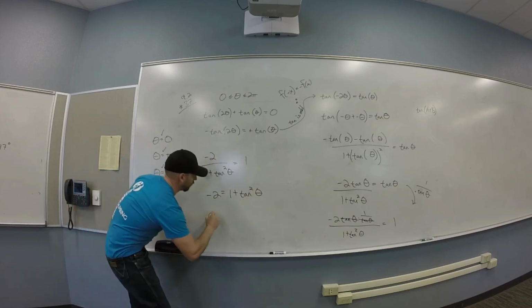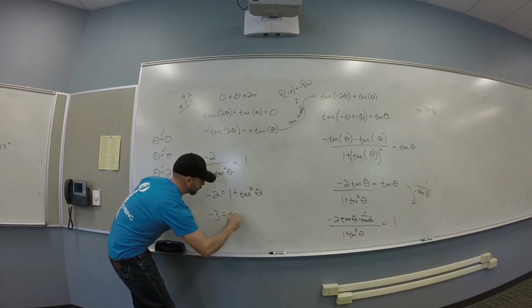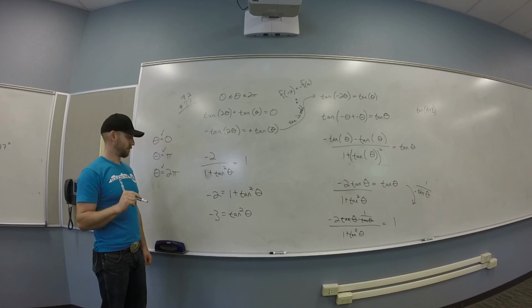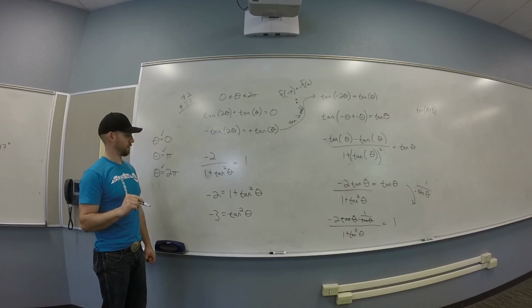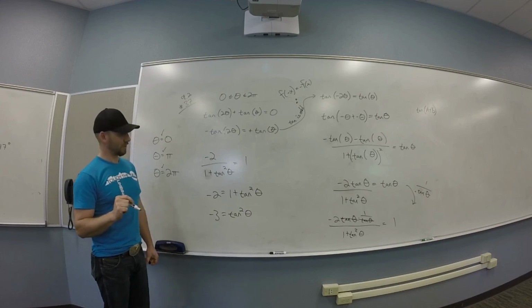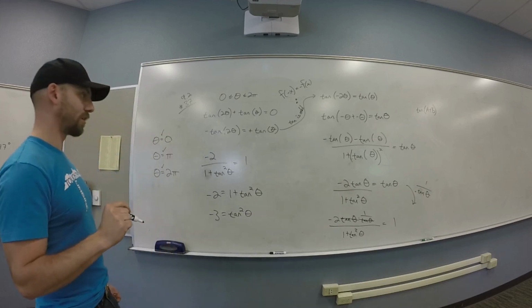Subtract 1. You get minus 3 is tangent squared of theta. You can't square root that. Well, that's really annoying. So then don't pull out, leave your negative signs in your tangent. Damn it. I really wanted this to work perfectly, but I'm really running into problems with arctangent, aren't I?